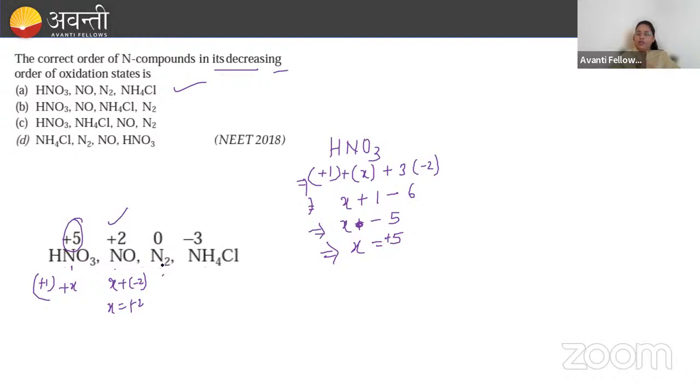Here look, X + 4 - 1, so here we get X + 3. That's why X is equal to -3. So here -3. Now we have to arrange them in decreasing order: first the highest, then lower, then lesser, and then the lowest. So first HNO3, then NO, then N2 and then NH4Cl. So the correct option will be option A. In this way, you should be able to determine the oxidation state for a given compound. Okay, you know how to determine the oxidation state? Yes, can you respond to me?